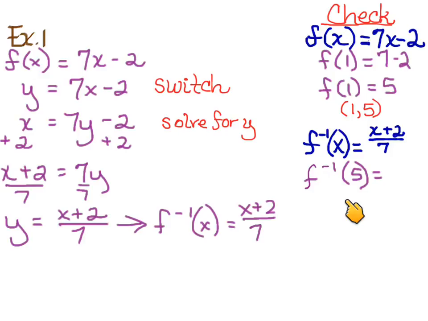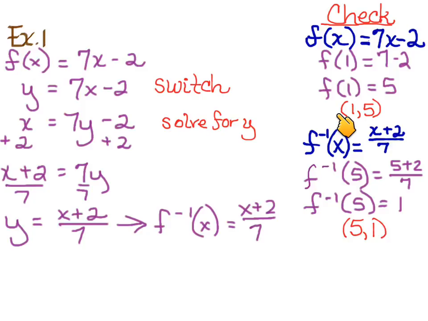So this time I'm going to plug the 5 in for x. 5 plus 2 is 7, and 7 divided by 7 is 1. And so the ordered pair is (5, 1). So from the last video, remember, to find the inverse of a set of ordered pairs, you just switch them out. So this is proof that this equation right here undoes this equation here. It gets the numbers back to the other island, so to speak.